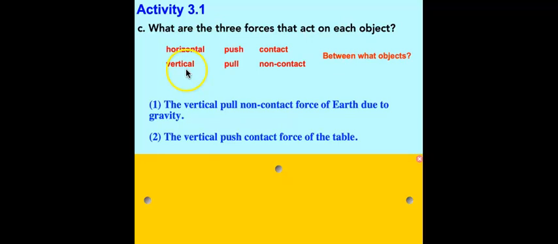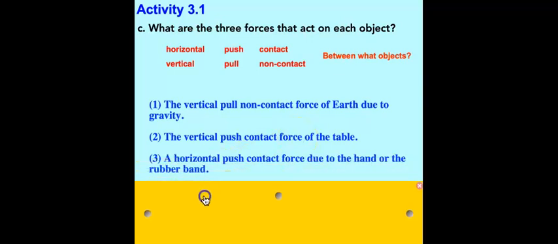What's another one? A vertical push contact force of the table. And if you want to say between the table and the object, that's fine. Both objects are pushing down, so that's why it's vertical. And they're both pushing, and the table's pushing up. And then the third one is, well, it's the force applied by either my hand or the rubber band. So the horizontal push contact force due to the hand or the rubber band on the object. So again, make sure you have these 3 correct. Make sure you make corrections, good spelling, good punctuation, check for grammar, things like that.